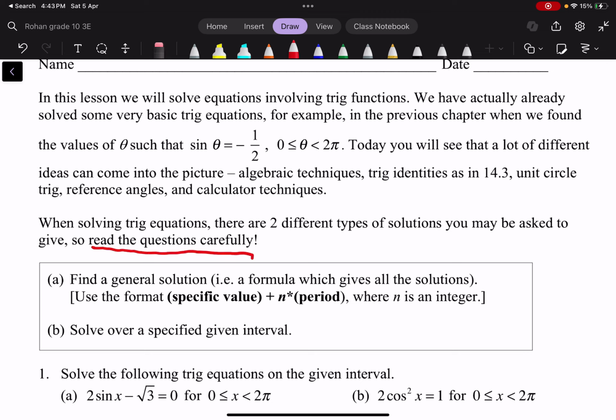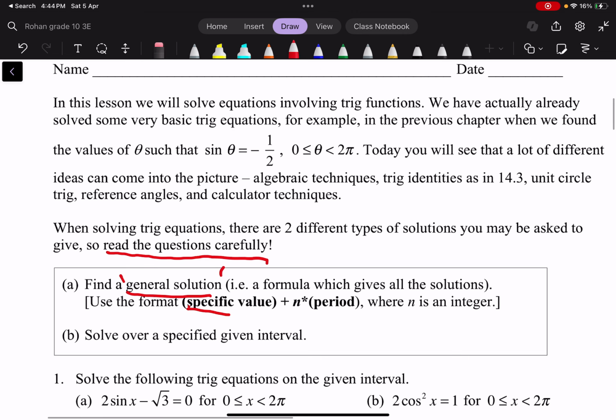So find a general solution. You know how to find a general solution? That is a formula which gives all the solutions. So general solution means all the solutions. Use the format: specific value plus n times the period. This is the general solution. If the question is asking you for a general solution, first you find a specific value and then you add n times the period. Or, solve over a specified given interval. So two steps. I'll explain as I do it.